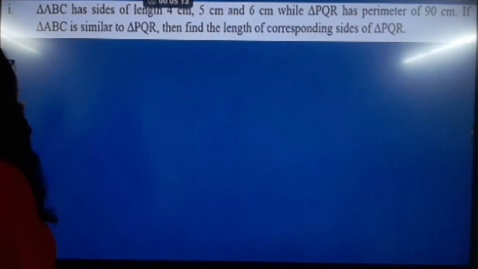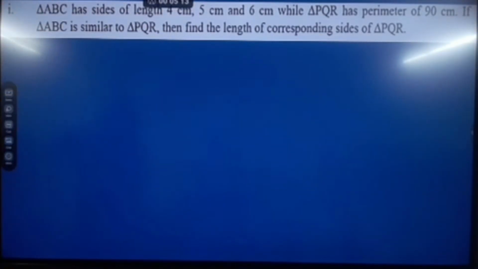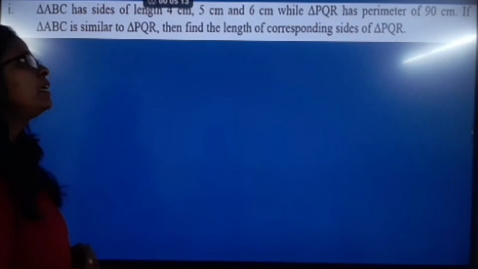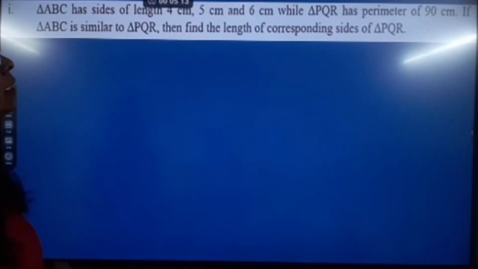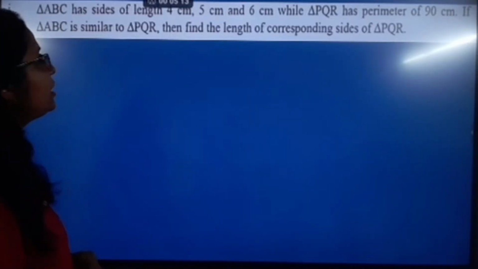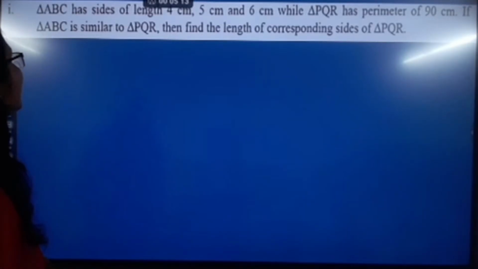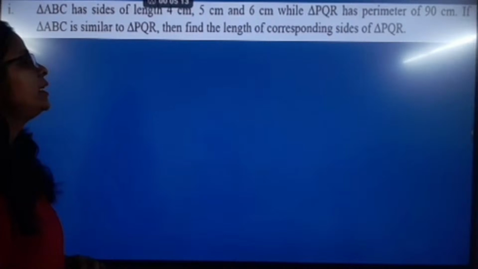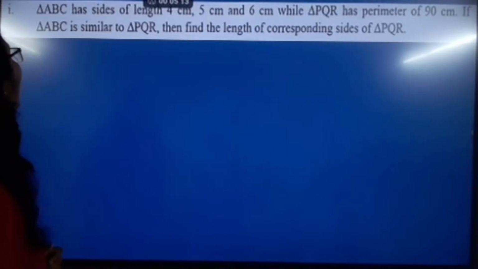So here in that exam question, the first example is: triangle ABC has sides of length 4 centimeter, 5 centimeter and 6 centimeter, while triangle PQR has perimeter of 90 centimeter. If triangle ABC is similar to triangle PQR, then find the length of corresponding sides of triangle PQR.